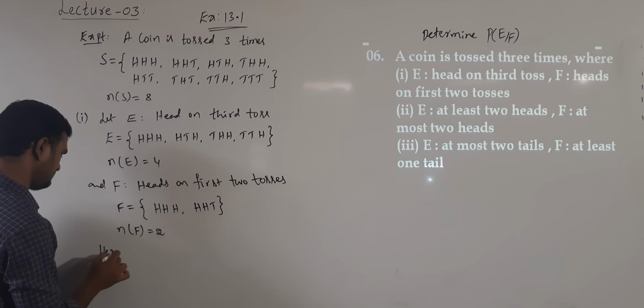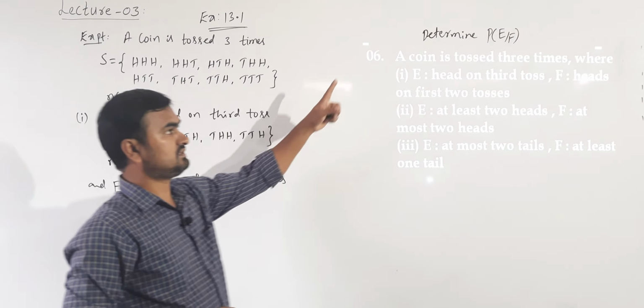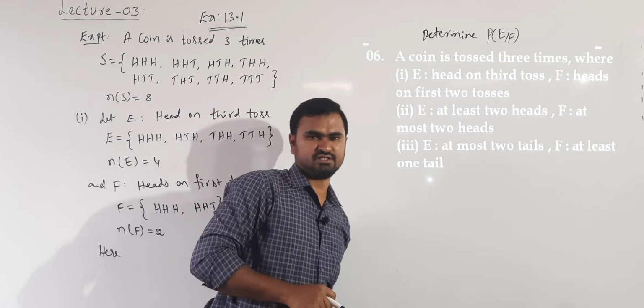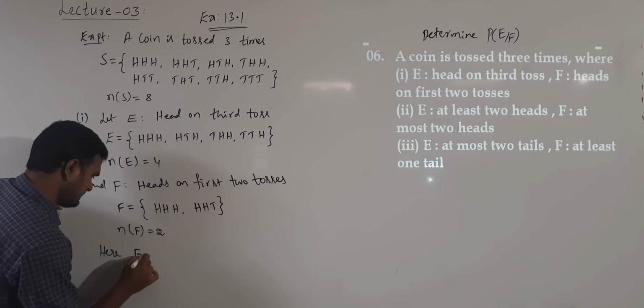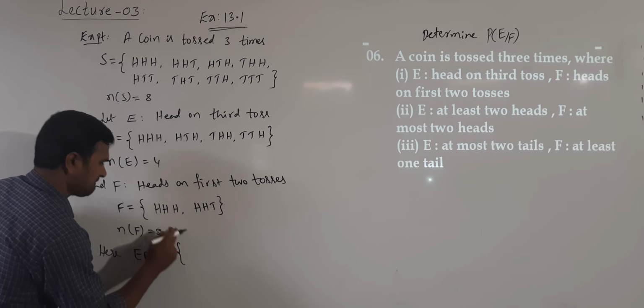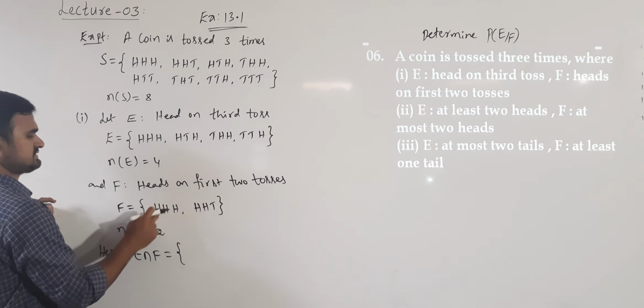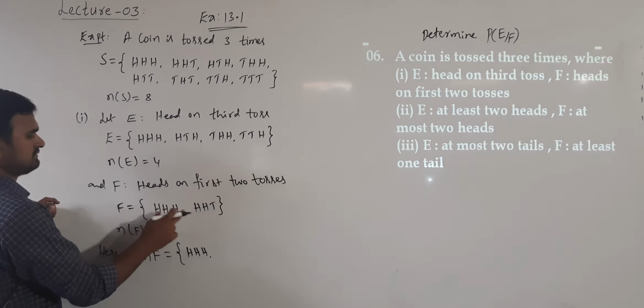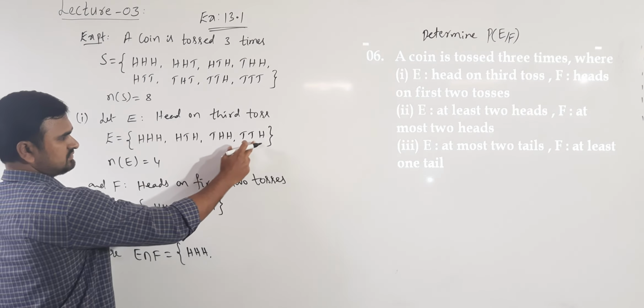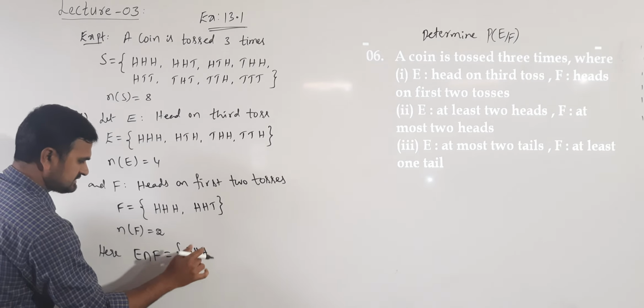Now here we need to find the probability of E given F. So for that we need E intersection F. So it is the common elements to E and F. Observe, HHH is a common element. Next, HHT, that is not common. So only one element is in common.